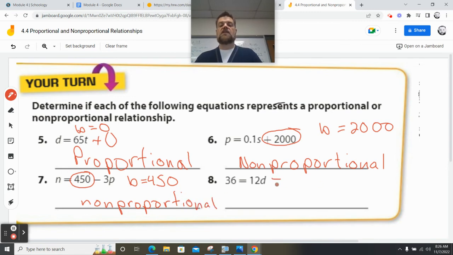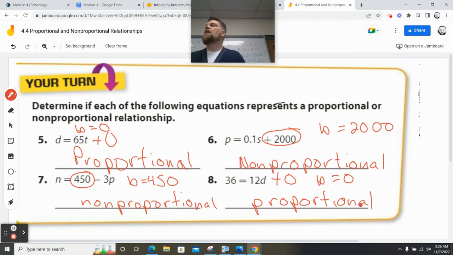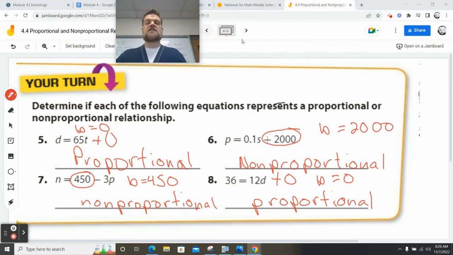And then this one is plus 0. So b equals 0, so that's proportional, because it goes through the origin. If the y-intercept is 0, that means it goes through the origin. If it goes through the origin, it's proportional. Okay? Let's move on to the next slide.